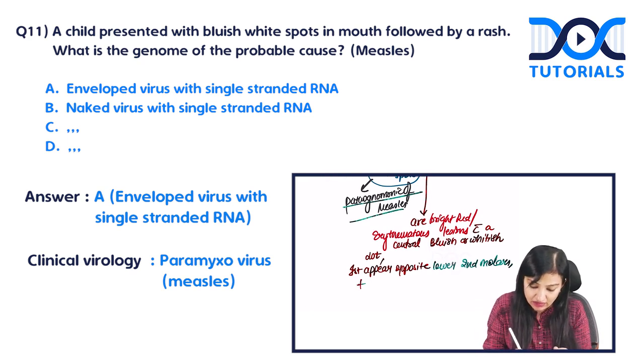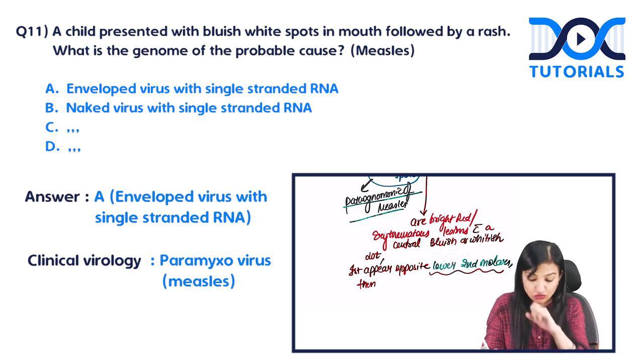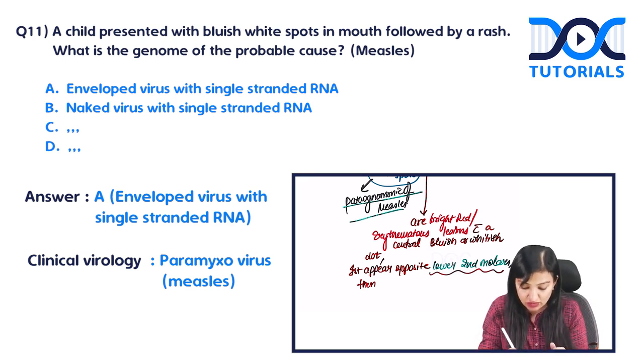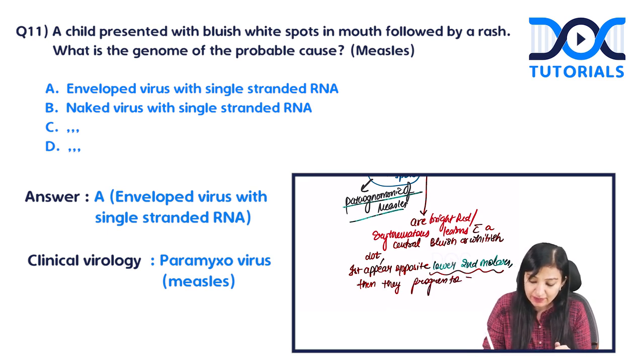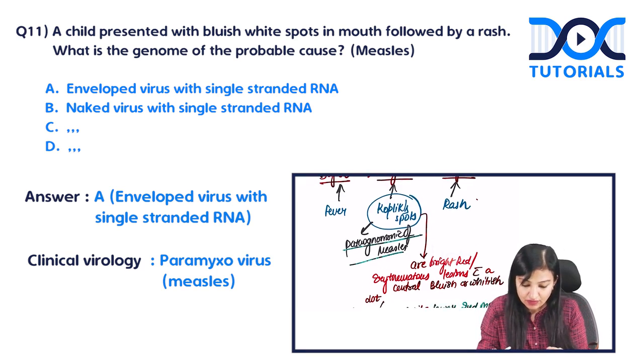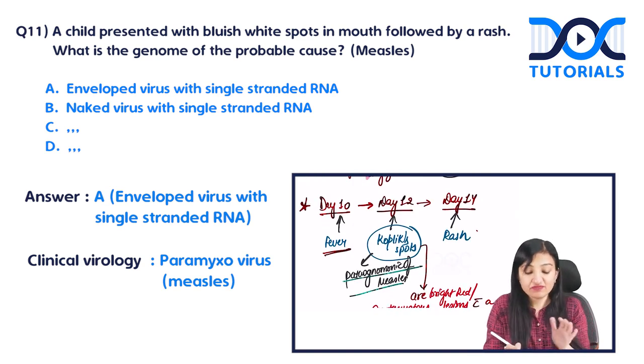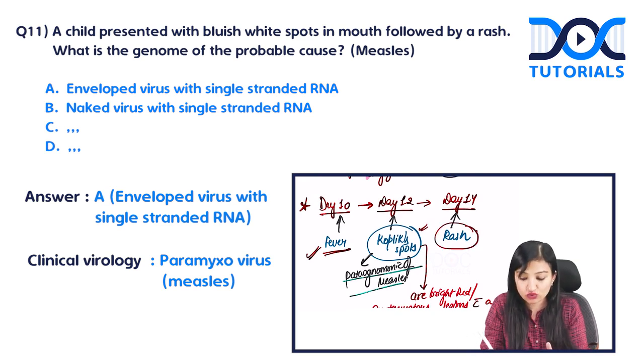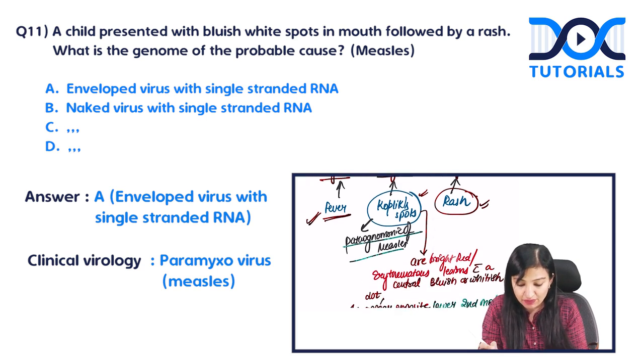After they appear opposite the lower second molars, they progress to involve the rest of the buccal mucosa. So day 10, fever is followed by Koplik spots, which appear in turn 1 or 2 days before the appearance of the rash.